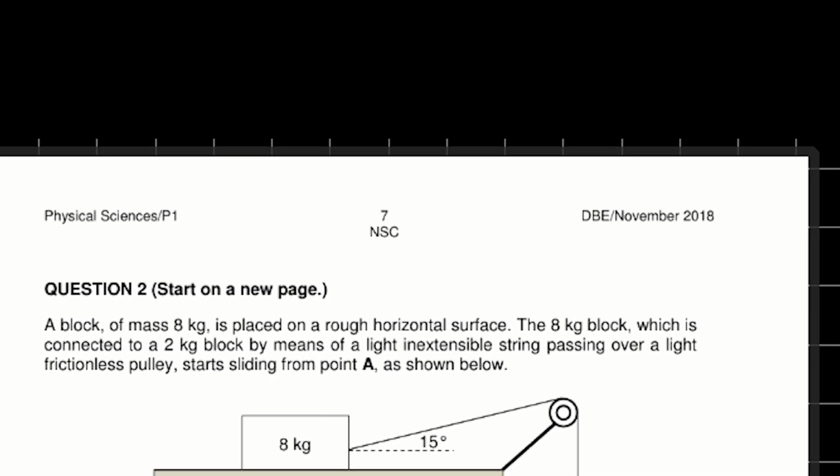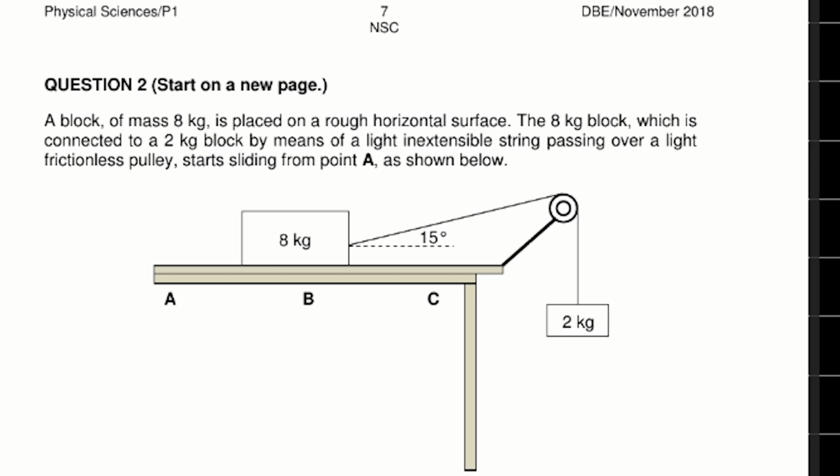So question 2 once again. In question 2, they have a block of mass 8 kg placed on a rough horizontal surface, and the 8 kg block, which is connected to a 2 kg block by means of a light inextensible string passing over a light frictionless pulley, starts sliding from point A as shown below.